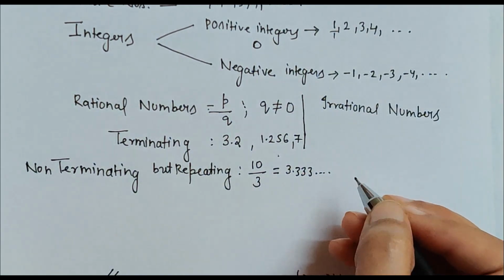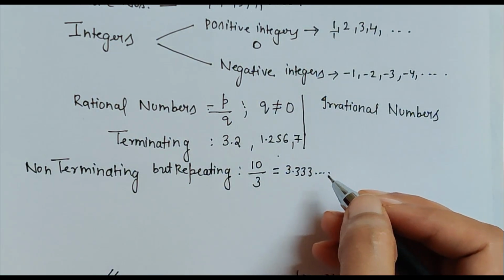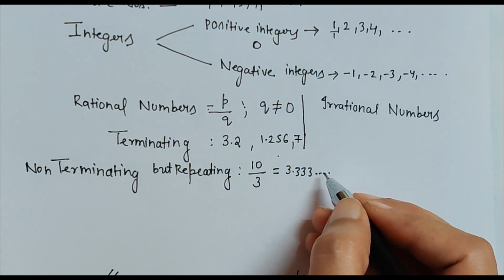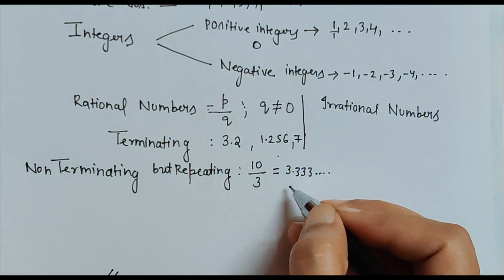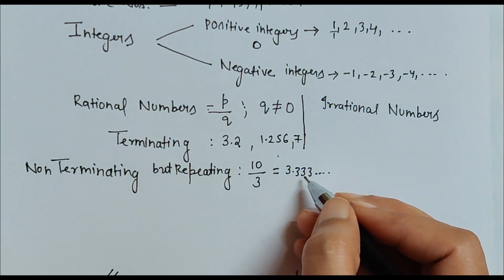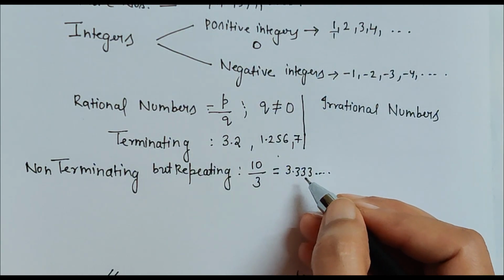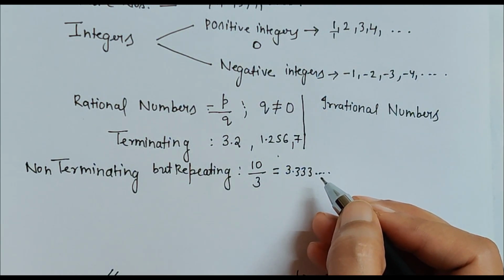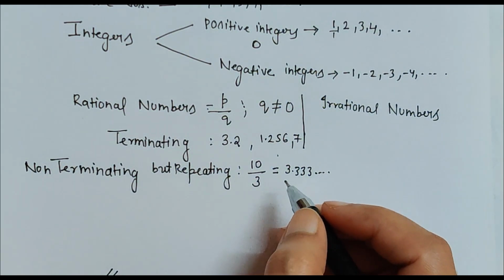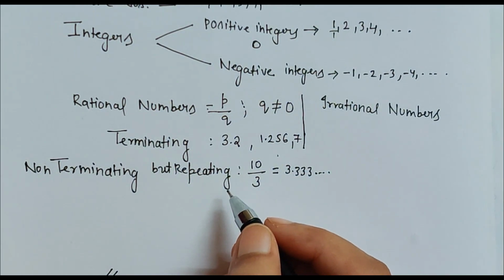3.333. Again and again I'll keep on getting 333. What does it mean? Dot dot dot means what? 3 I'm getting again and again. That means it is non-terminating. There is no end to it. But repetition is there. 3 is being repeated again and again after the decimal, isn't it? So such numbers are called non-terminating but repeating in nature.